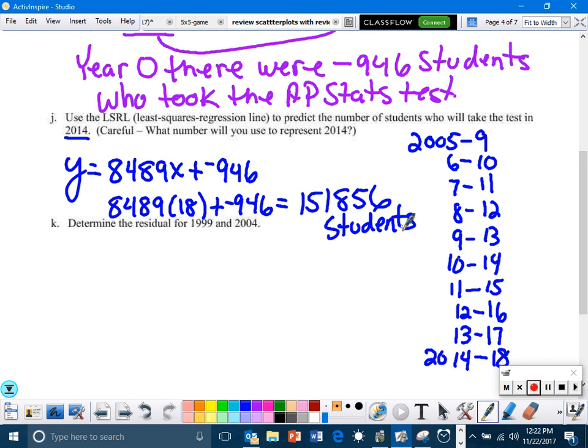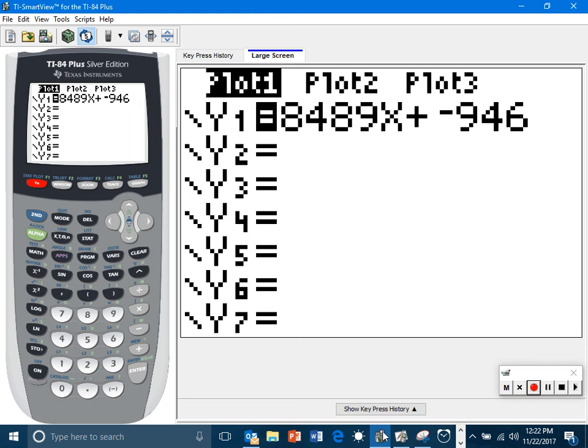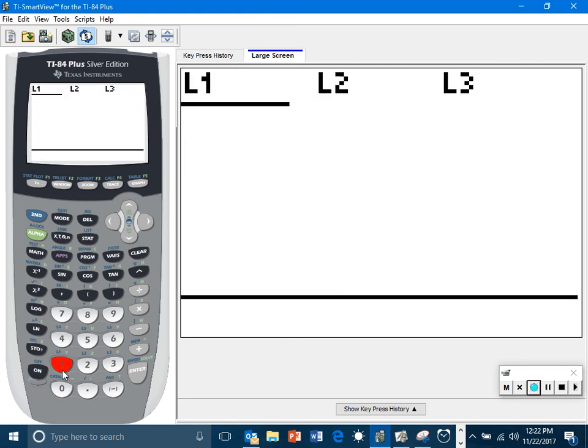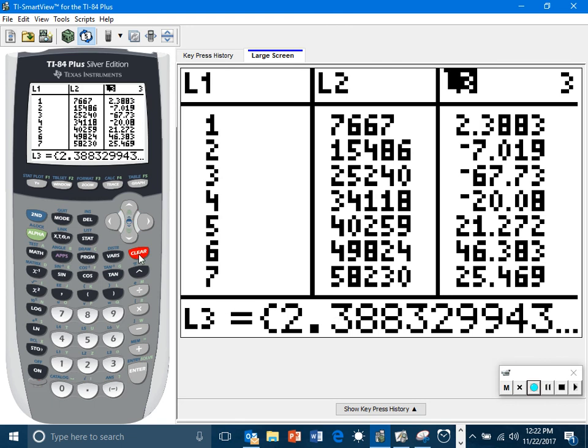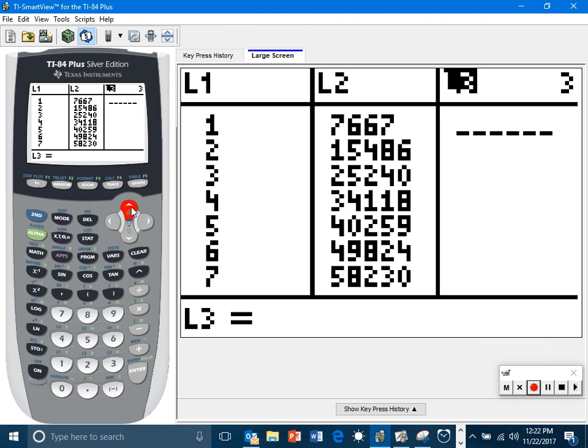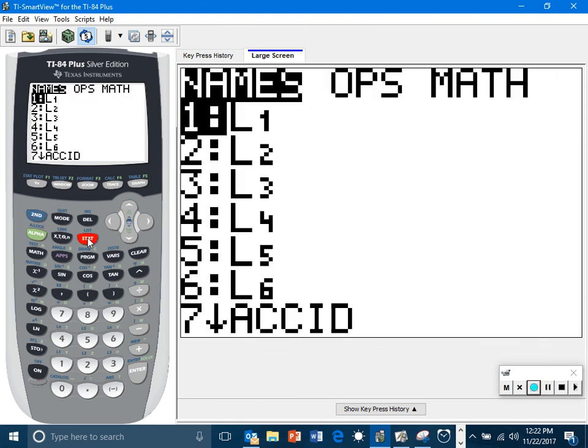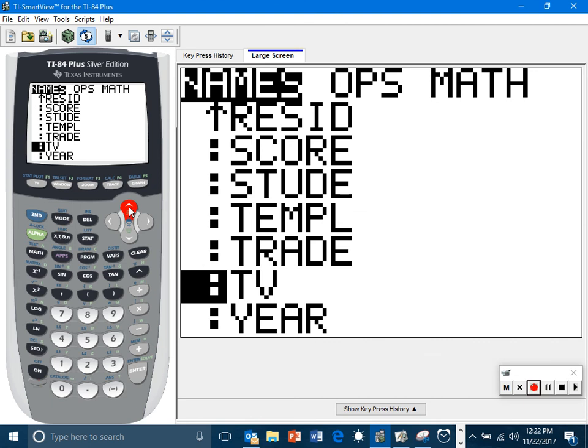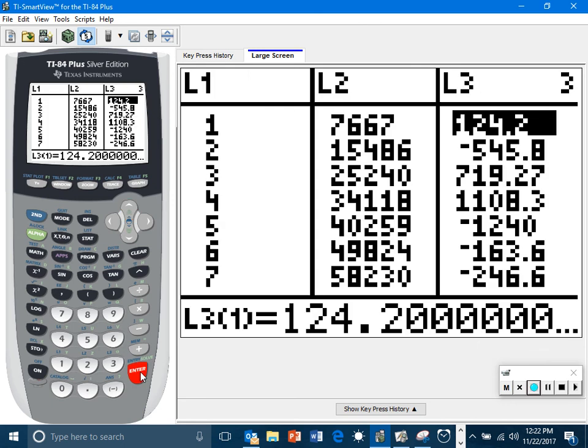Determine the residual for 1999. All right, well, first of all, let's get the residuals loaded into our calculator. So again, we're going to go back to our list, or our stat edit. We're going to clear out list number 3. We're going to go to the top. We're going to go second stat. We're going to find the word resid. There it is. I'm going to hit enter twice. There are my residuals. Okay, now I need to figure out what 1999 is.